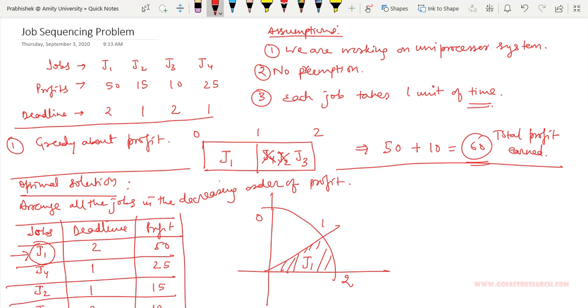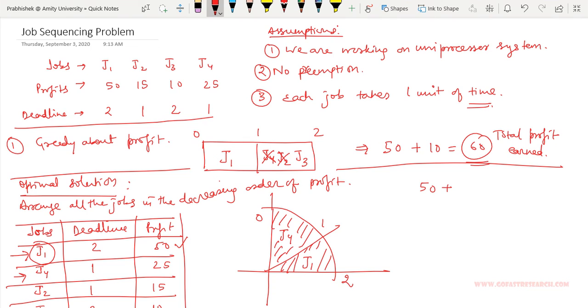If the deadline is 2, then you do not execute in the first month, you execute in its last unit of time. If the second is already taken by some other job, then you go for the first one. Since the second month was empty, job J1 is executed in the second month. So how much profit have you earned? J1 is executed, so 50 profit. J4 has a deadline 1. It has to be executed in the first month, and the first month is empty, so it will be J4.